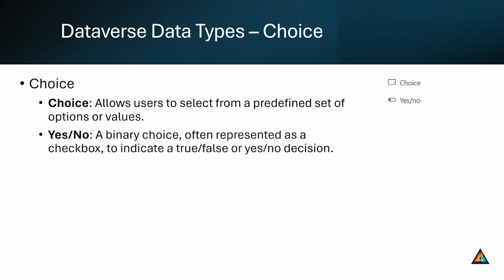The next Dataverse data type is choice. This is probably one of my favorite ones. There are two options for choice. The first one is you can use a choice data type, which allows users to select from a predefined set of options or values. And the second one is a yes or no, like a binary choice that you'd be able to make. It would typically be used if you're referring to something that's a yes or no or a true or false, for example. As we always do, let's take a look at these in Dataverse.